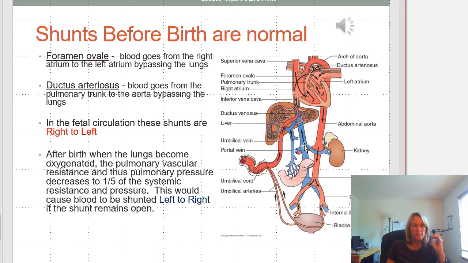Because of the hypoxia within the lungs, the pulmonary blood vessels are constricted, and that dramatically increases the pressure in the pulmonary vasculature. And this is going to help encourage blood to move from the right side to the left side instead of the other way around. So the foramen ovale is an opening between the right atrium and the left atrium.